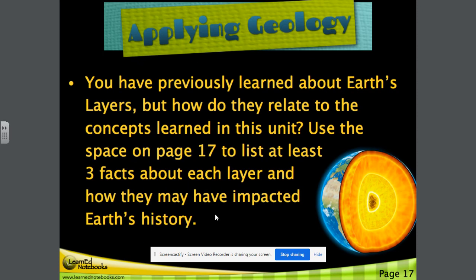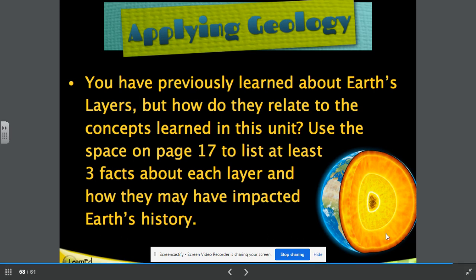Back in 6th grade, you learned about Earth's layers, but how do they relate to the concepts learned in this unit, the Earth's history? Use the space now on page 17 to list at least 3 facts about each layer and how they may have impacted Earth's history. Go ahead and list core in the first green box, mantle in the second green box, and crust in the third green box, listing as many facts as you can, 3 or more, about each layer.